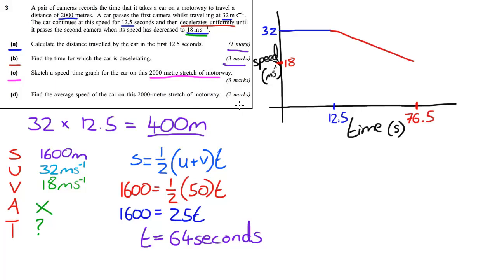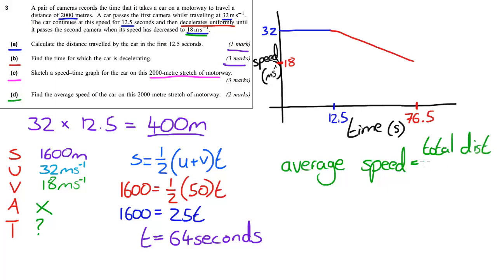So for the last question, question D, find the average speed on this 2000 meter stretch of motorway. So the average speed is going to be equal to the total distance over the change in time. You might see a little triangle for delta, that's a Greek thing, for change in time.